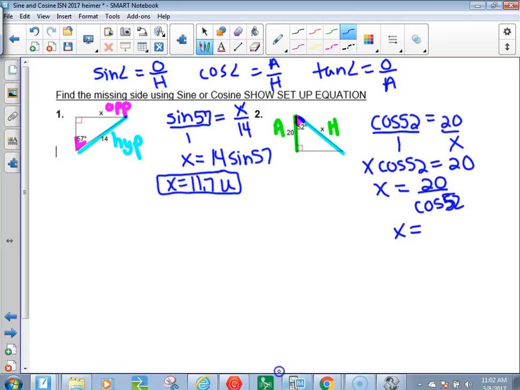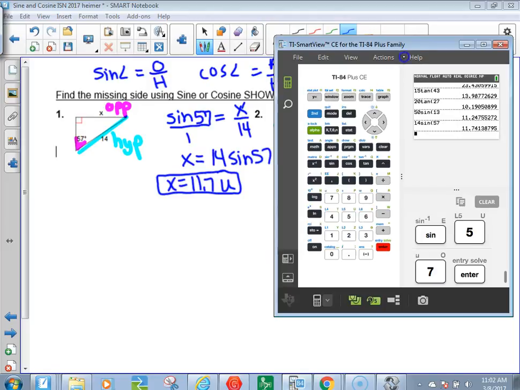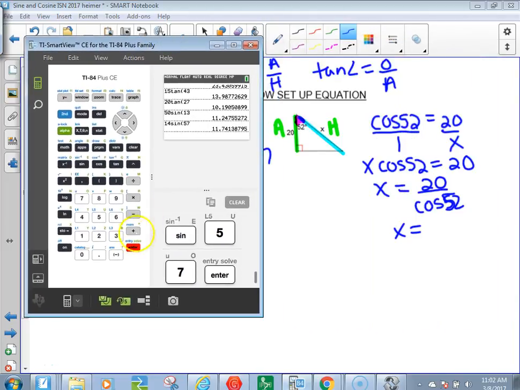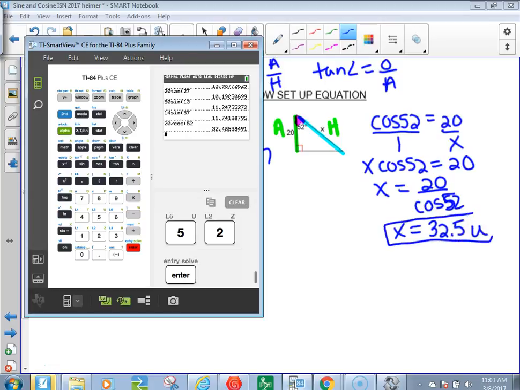So we type 20 divided by cosine 52. Better be practicing typing these. Yes, you have it right, Nathan. 32.5 units. Anybody not getting 32.5? Nathan?